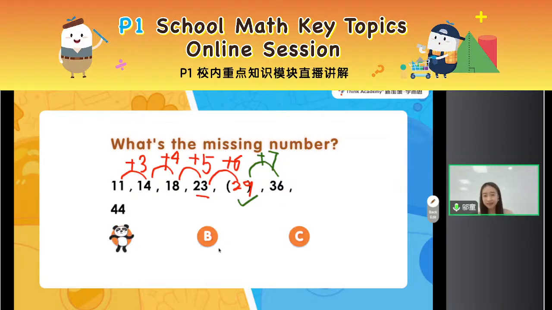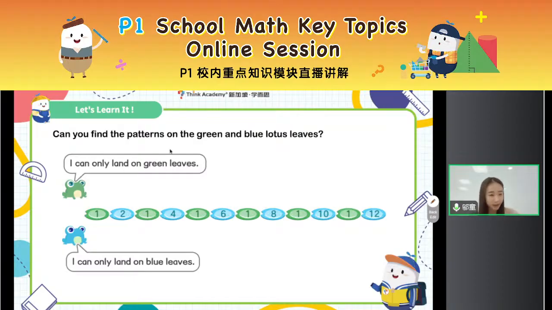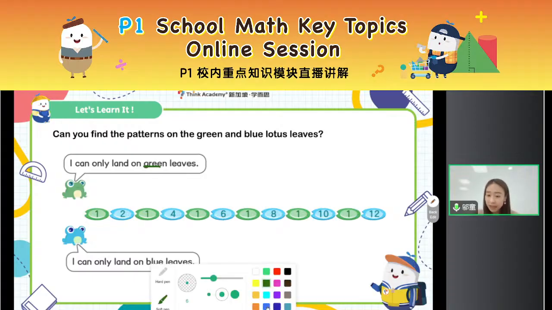Okay, oh, the pandas did come out. We don't need you, bye-bye panda. Okay, here let's see. If there are 2 little frogs today, they're going to land on the different colors of the leaves. The green one and the blue one, they have different opinions. The green one says, since my skin is green color, I can only land on green leaves. The blue one says, okay, I can only land on those blue leaves.